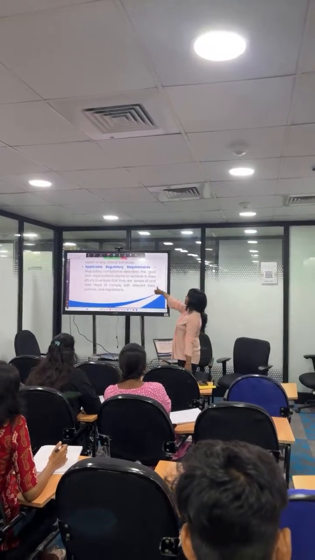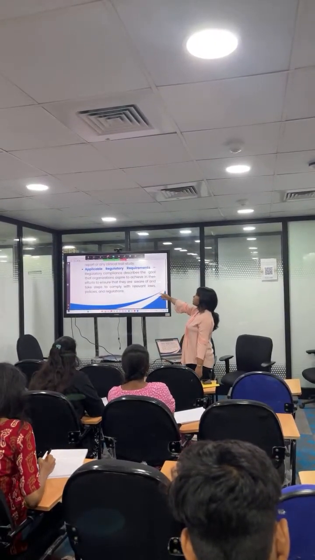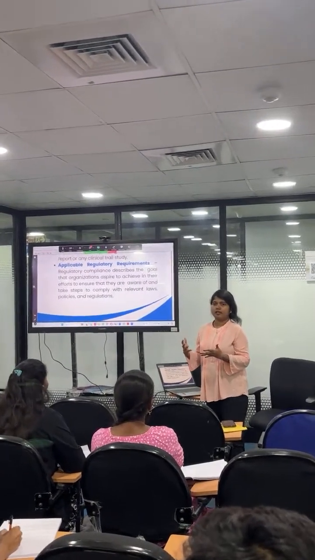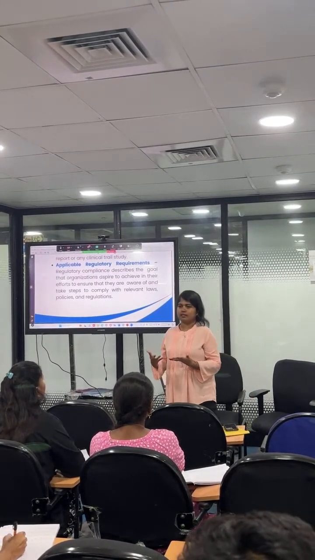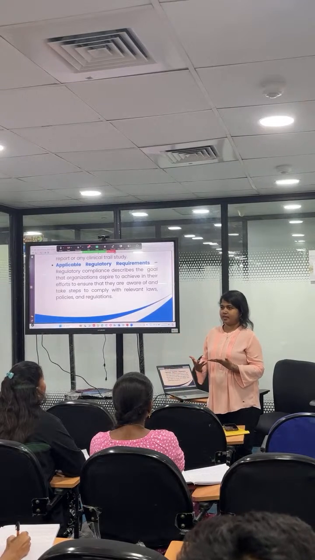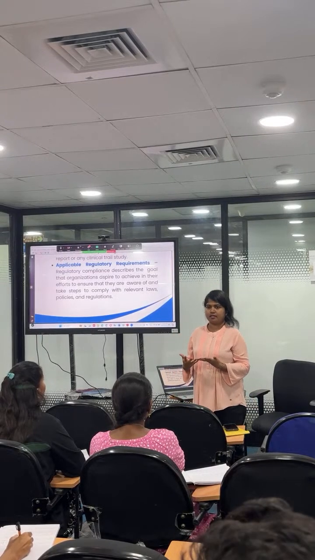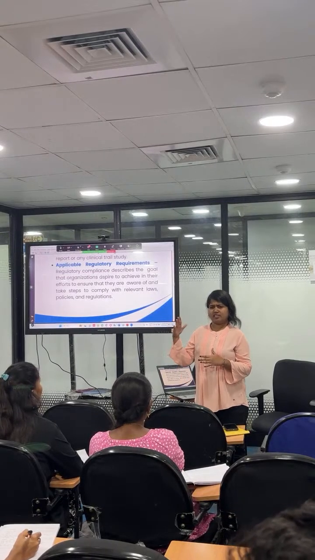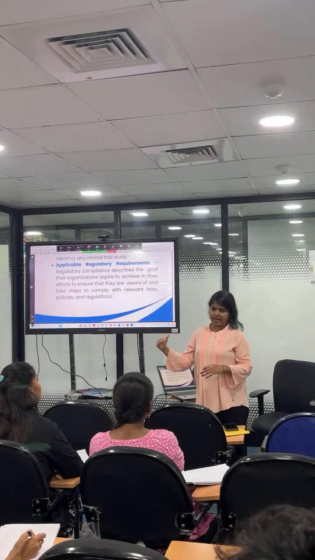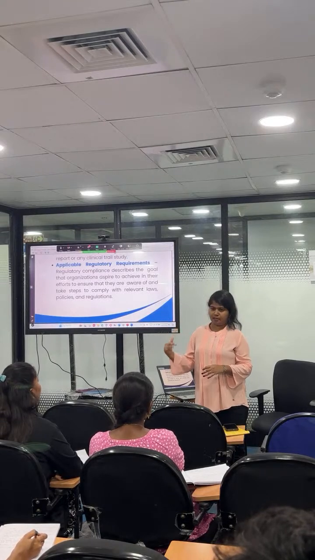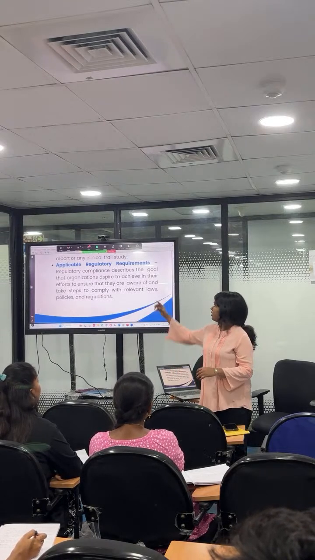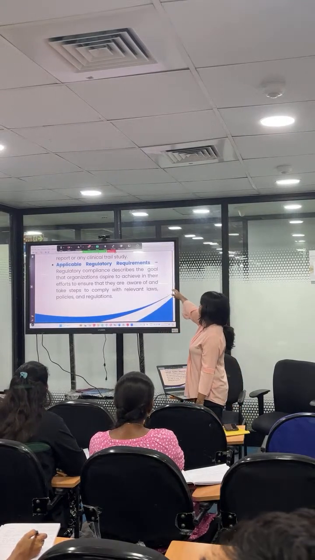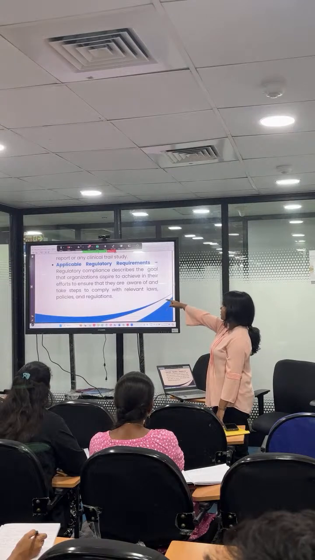Then applicable regulatory requirements. What do you mean by regulatory? Have you heard about the term regulatory affairs? The main thing is that rules and different guidelines will be there. Regulatory means rules and regulations. For clinical research also there will be applicable regulatory requirements. This is the definition.